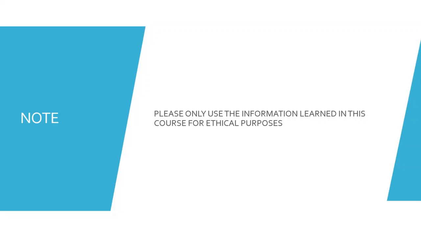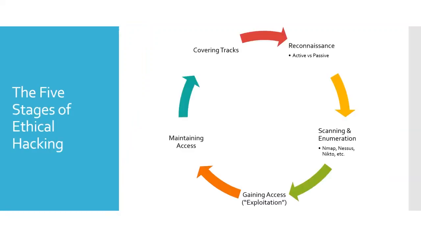So with that out of the way, let's talk briefly about the 5 stages of ethical hacking. We start at the top with what is called reconnaissance. This stage is also known as information gathering, and there are 2 different types: active and passive. Passive is like going out to Google and searching for somebody.